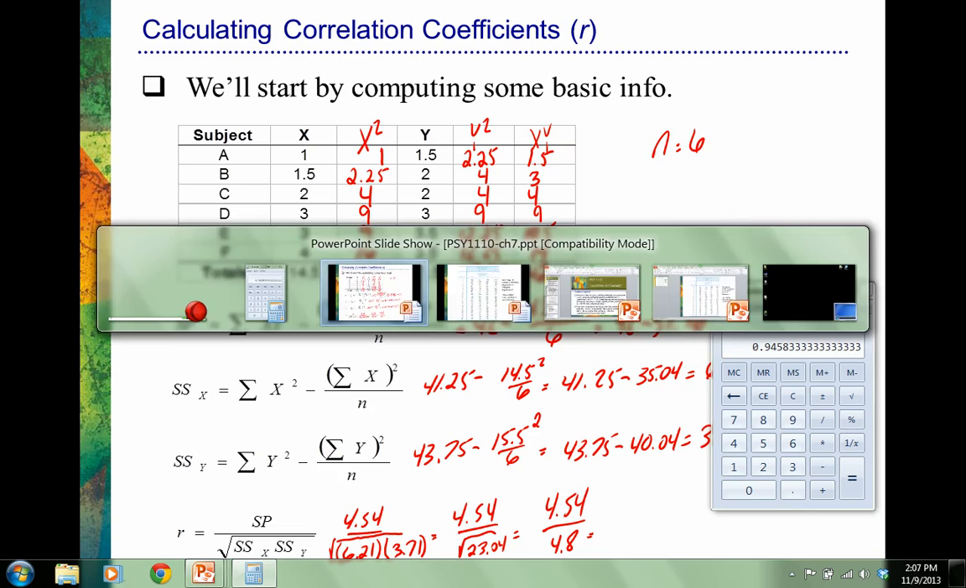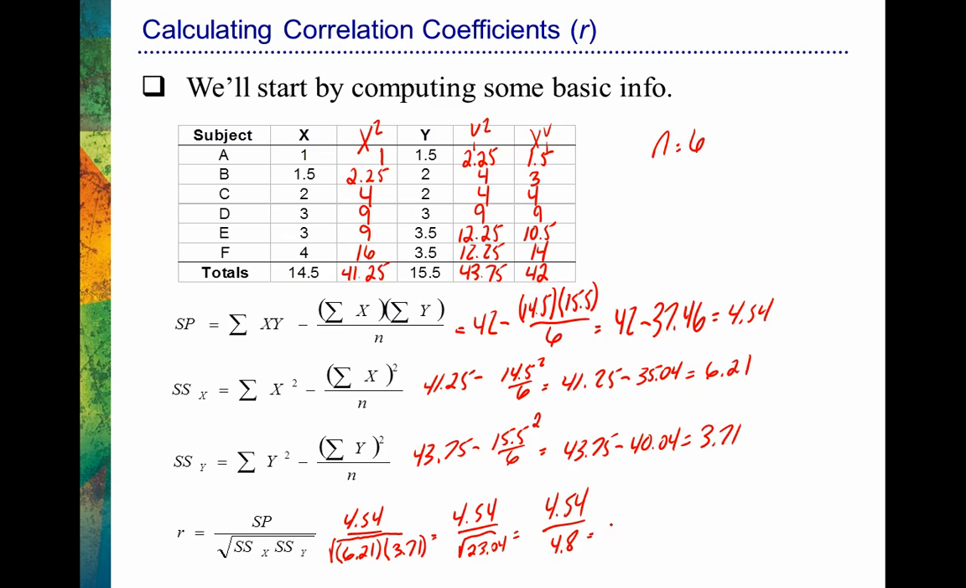So this correlation coefficient, correlation value, is equal to 0.95. So that is our R value. Our Pearson correlation coefficient equals 0.95. Now let's make sense of that for a second. This was the correlation between high school and college GPA.